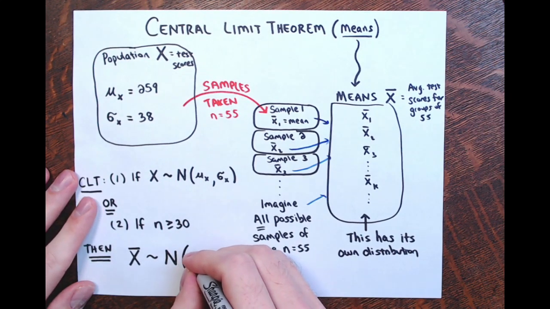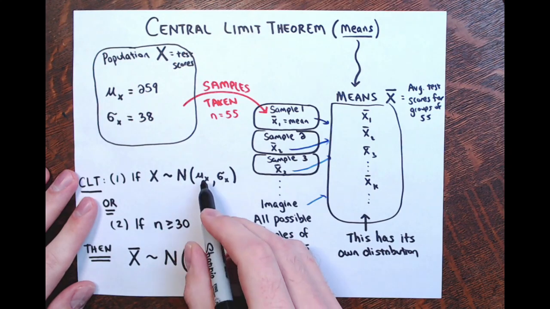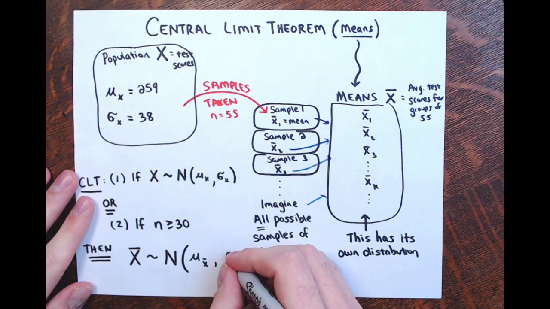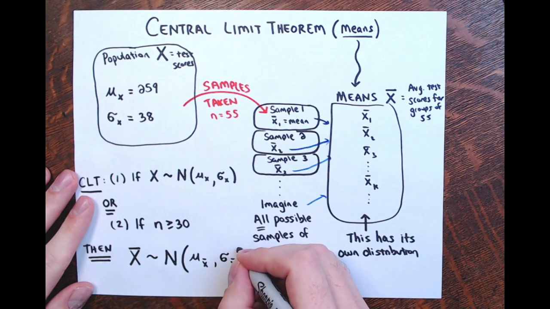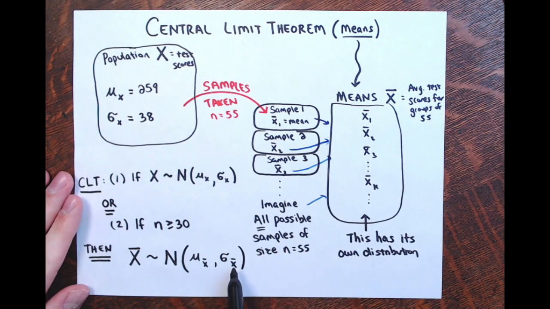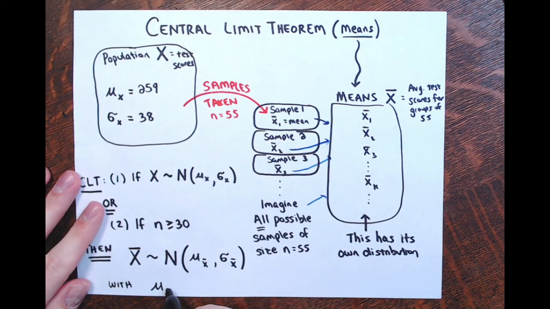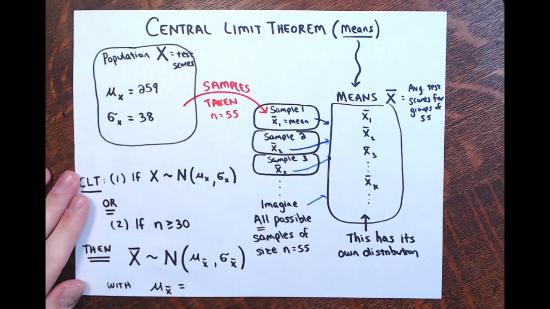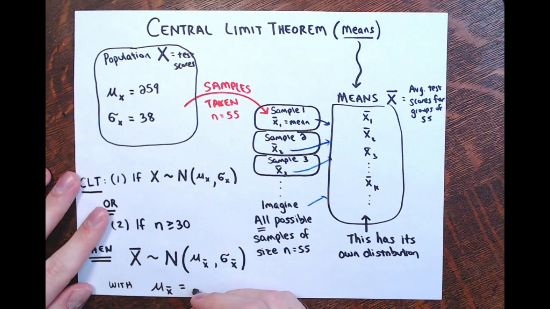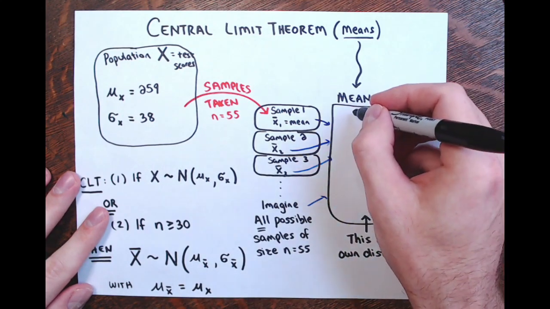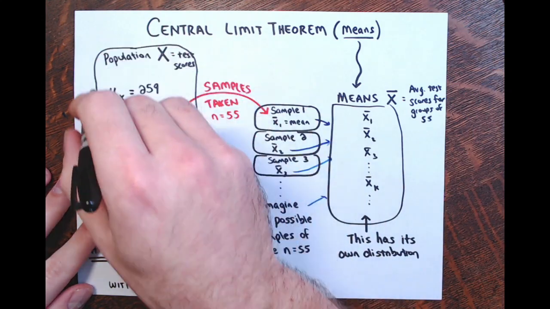with a mean called mu sub x bar. Again, it's the mean of the means, the mean of this group of means here, and a standard deviation of sigma sub x bar. And how these are calculated are related to the original mean and standard deviation. The mean of the means, mu sub x bar, is going to be equivalent to the mean of the original population. So mu sub x bar is equivalent to mu x. The mean of this group of sample means will be equivalent to the mean of this group that we pulled all the scores from.